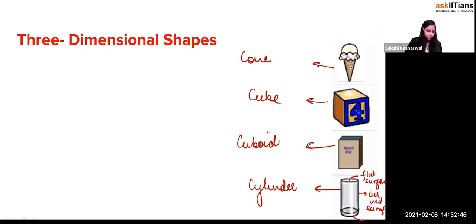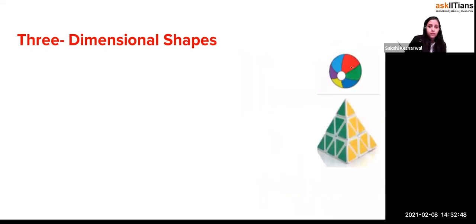Similarly, you have seen the ice cream and everything, right? Now coming to this, this is a sphere, like the ball which you use. So basically it does not have any flat surfaces, so it does not have any faces. We say that a sphere has no flat surfaces.